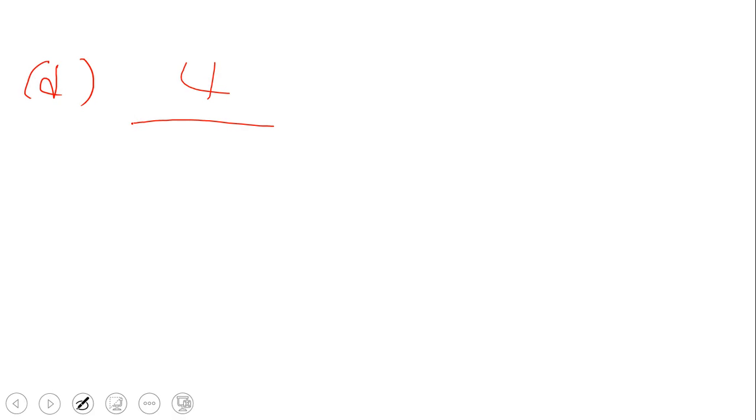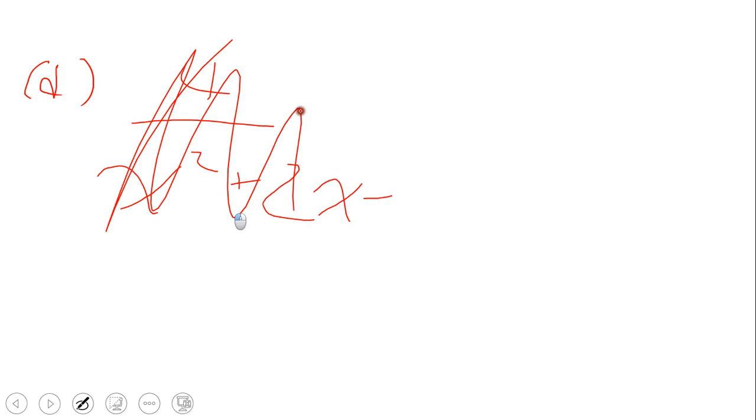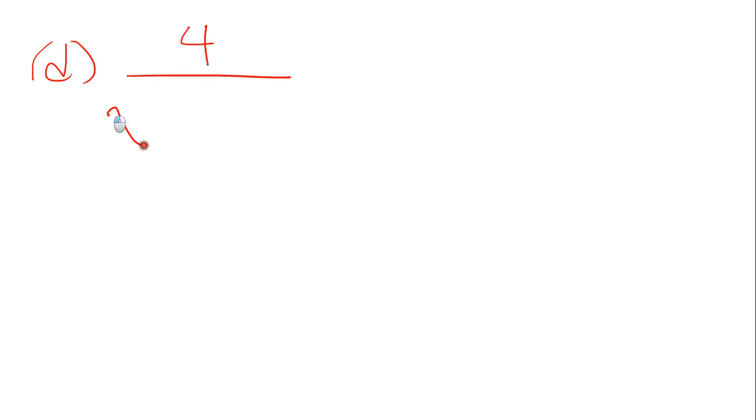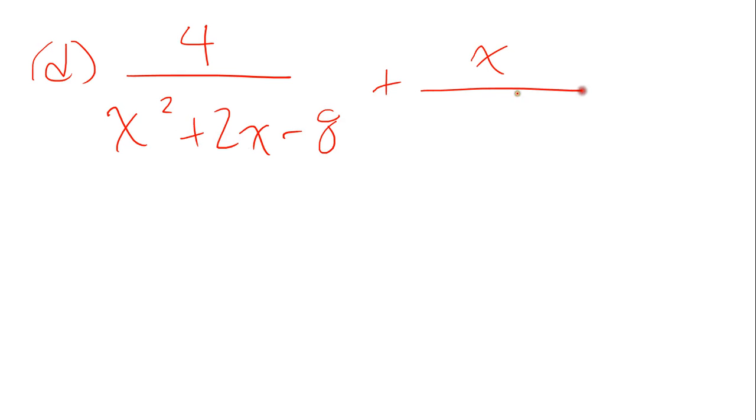So part D. We get 4 over x squared plus 2x minus 8 plus x over x squared plus 2x minus 8. Trying to write with my finger, but that's not going to work out well. Just skip to the next slide.